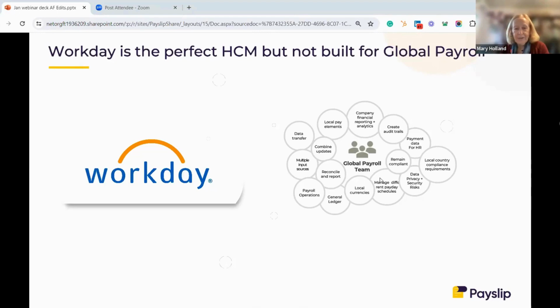But we know that the focus for Workday was not designed for global payroll. It was designed as an HCM system. But we will share today how Workday and Payslip can help you solve the global payroll challenges that you have, and have an integrated system that works together, Workday and Payslip, to deliver and be strategic leaders in your organization. So let's move on to the next slide, Aoife.